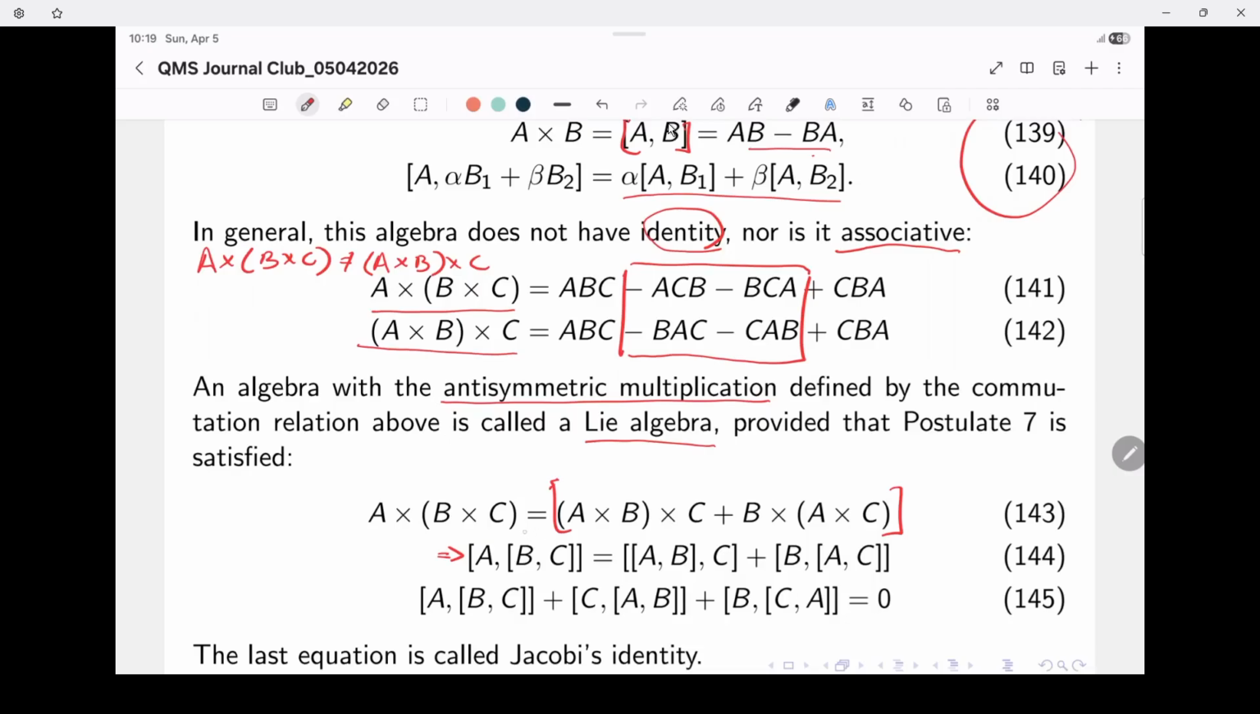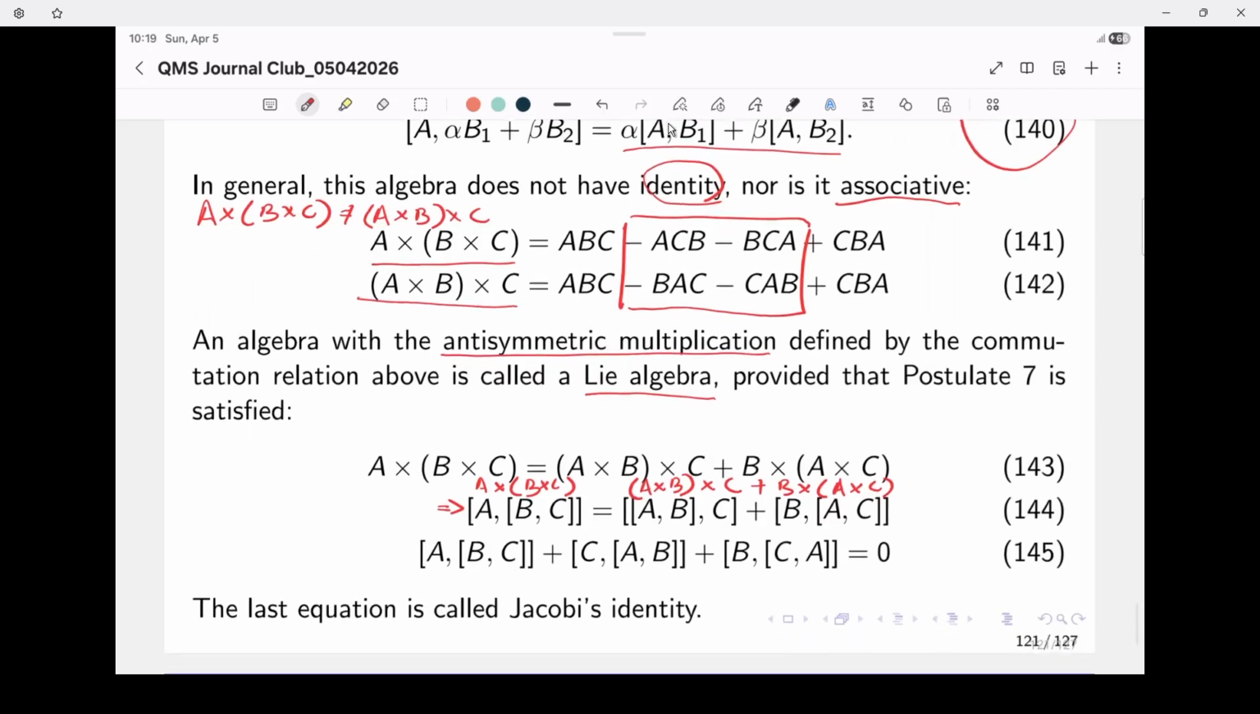So you can consider this as B times C, and then this is A times B times C. And then this is A times B times C. So I shouldn't use square brackets. And then this is B times A times C. So this is based on what we define, okay?